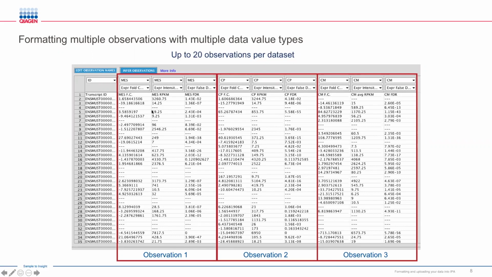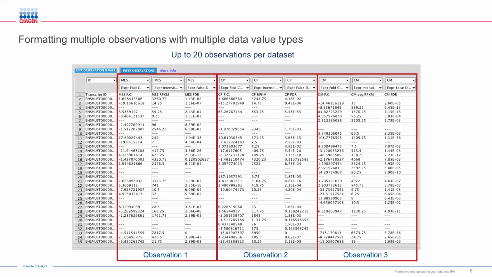And importantly, you can see here that I have 3 different types of data measurement values. So I have fold change, RPKM intensity, and FDR. And I have that for each one of my observations. And you can have up to 8 different data measurement types for each observation, all in the same data set file. And I want to tell you now a little bit more about the type of measurement values you can upload into IPA.